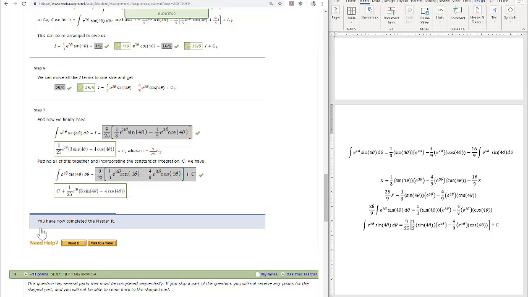Okay, so I hope that helps. That took a little while, but I think that whole process is good to know for these types of integrals. Okay, good luck.